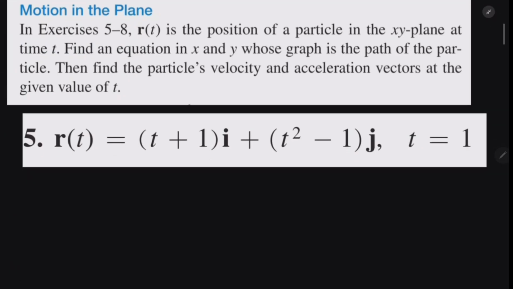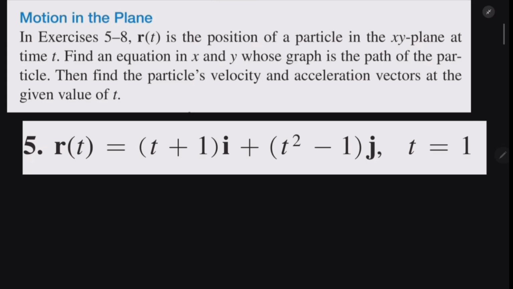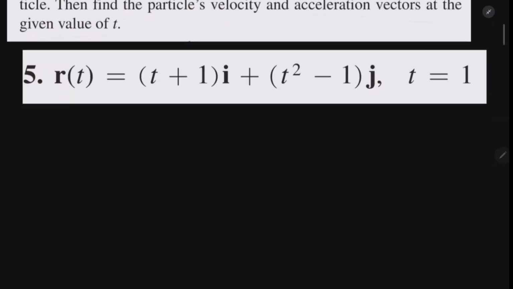This was question number 4. Now we reach question number 5. Let me just first read the statement. In exercises 5 to 8, r(t) is given as the position of a particle in the xy plane at time t. Find an equation in x and y whose graph is the path of the particle. So in fact, we have to convert this into the Cartesian form. Then find the particle's velocity and acceleration vector at the given value.